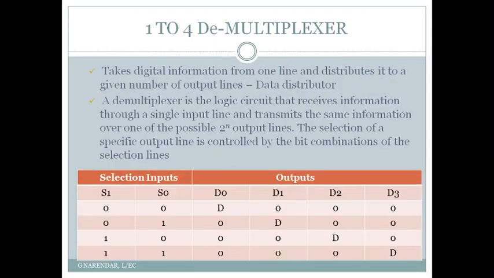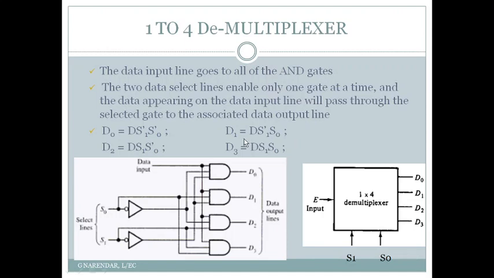And similarly, for D1 I can write the Boolean expression as, D1 equals D only when S1 is 0 and S0 is 1. So I can write D1 as S1 bar dot S0 dot D. So D1 equal to D S1 bar dot S0.